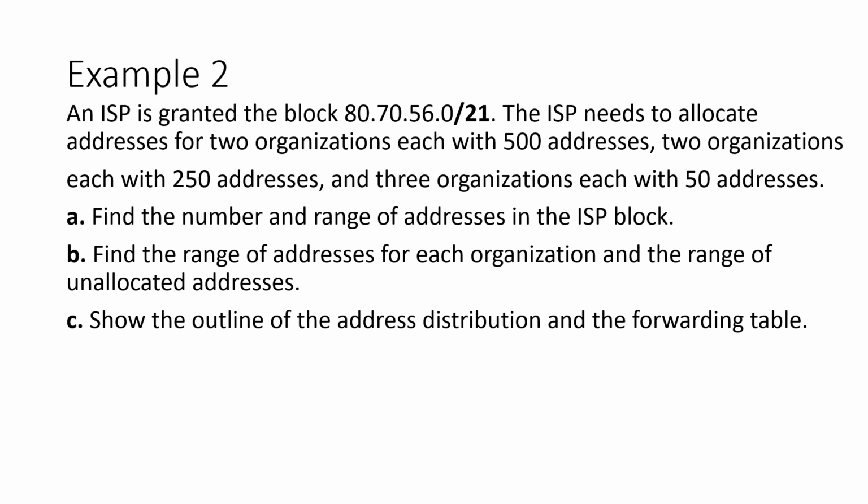is 21, and they need to allocate the addresses for 2 organizations each with 500 addresses, and 2 more organizations each with 250 addresses, and 3 more organizations each requiring 50 addresses. Find the number and ranges of addresses in this ISP block. Find the range of addresses for each organization and the range of unallocated addresses. Show the outline of the address distribution and the forwarding table.